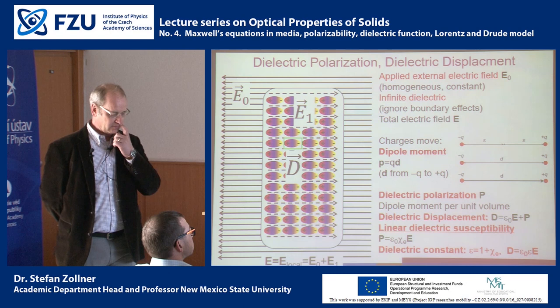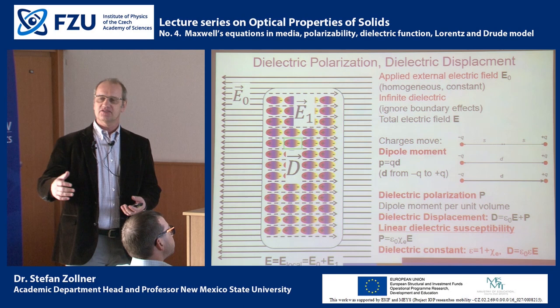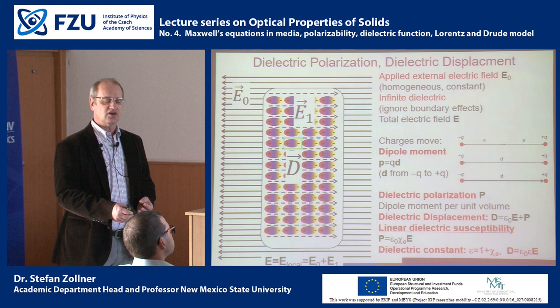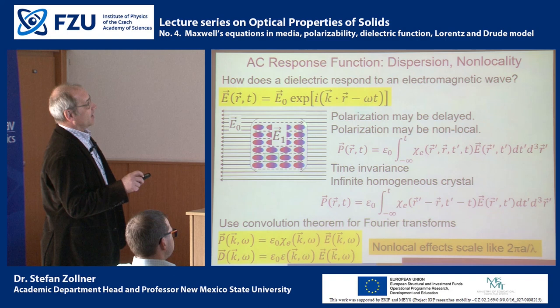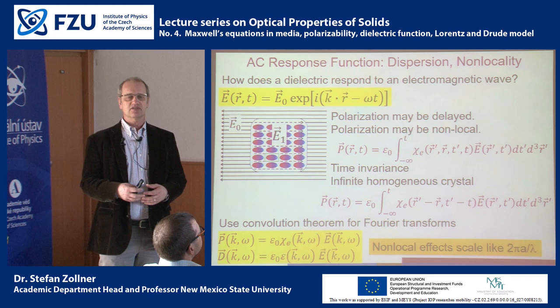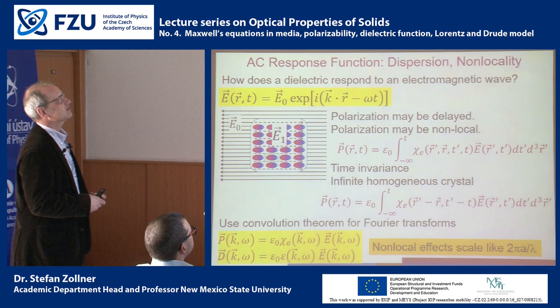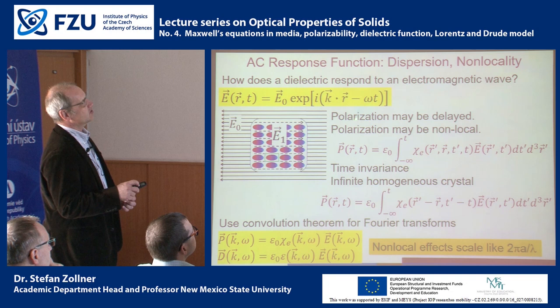And the electrons are light, and they can move quicker, and the nuclei are heavier, and therefore it takes them a longer time to move, but we don't worry about this in electrostatics. If we have an AC electric field, especially in the optical regime, from terahertz to even higher frequencies in the ultraviolet, then the polarization may actually be delayed.